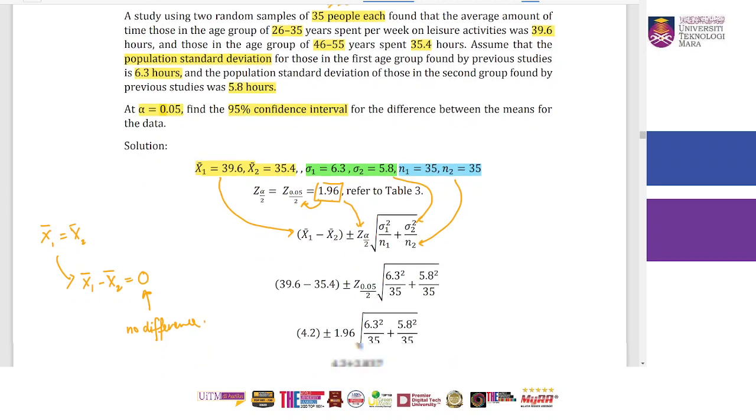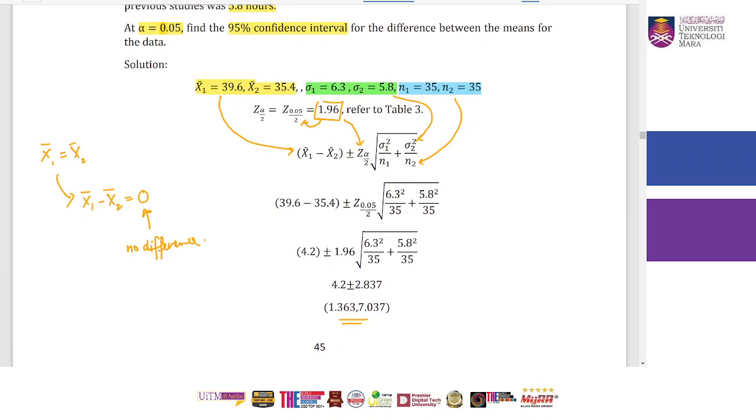So how do we use our confidence interval to determine whether there is a difference or not? One way is by looking at the confidence interval. If there is no difference, the difference here will be equal to zero, right? So we look at our confidence interval: is zero included in the confidence interval or not? If zero is included, there is no difference. If zero is not within the confidence interval, then there is a significant difference between the two groups.